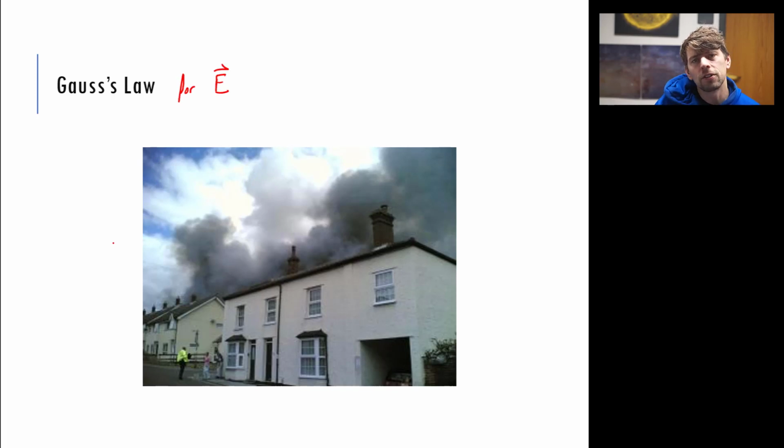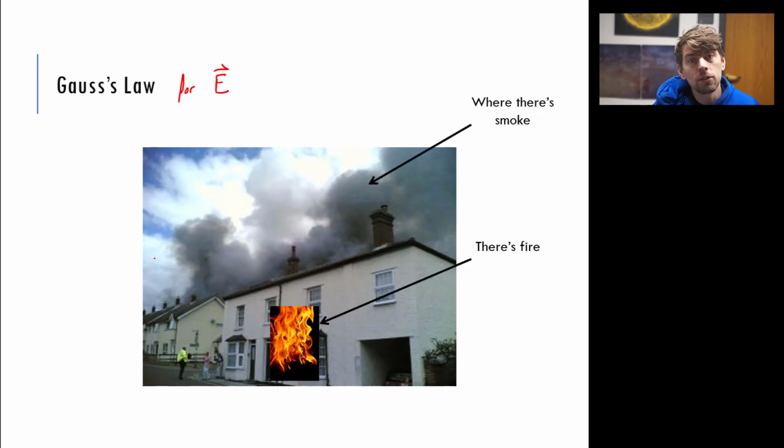Now, I have this picture for you, a tragedy to be sure. Hopefully nobody was hurt. But the idea here is you've heard the adage, where there's smoke, there's fire. We can look at this house, and although we don't see the fire going on inside, we can look at the exterior of the house to understand there's some fire inside the house. Now, Gauss's law will do the same thing, except we're not talking about fire and smoke, but rather electric fields and their charges.